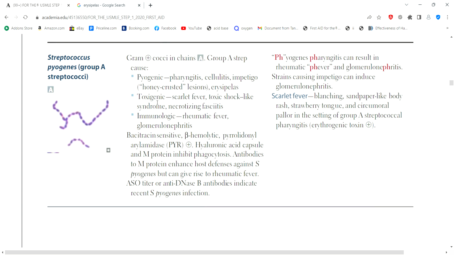Scarlet fever, toxic shock-like syndrome, necrotizing fasciitis. Remember we covered that. Now immunologic, rheumatic fever. So streptococcus causes rheumatic fever, glomerulonephritis.